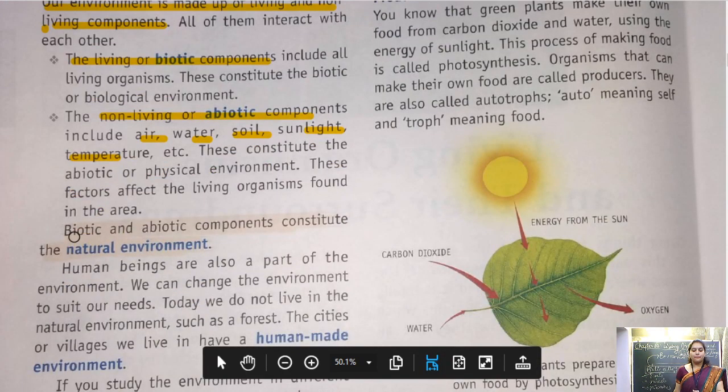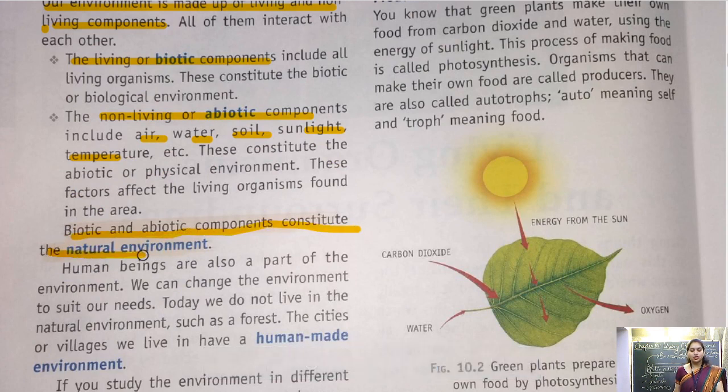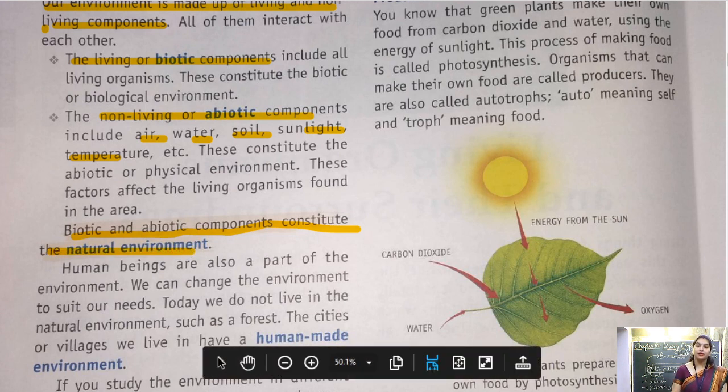Okay. Now biotic and abiotic components constitute the natural environment. The environment that is occurring naturally. ठीक है, they are called natural environment. Plant अपने आप हुए हैं, ठीक है. We humans are natural. Nobody has made us. Okay, so we are included in the natural environment.